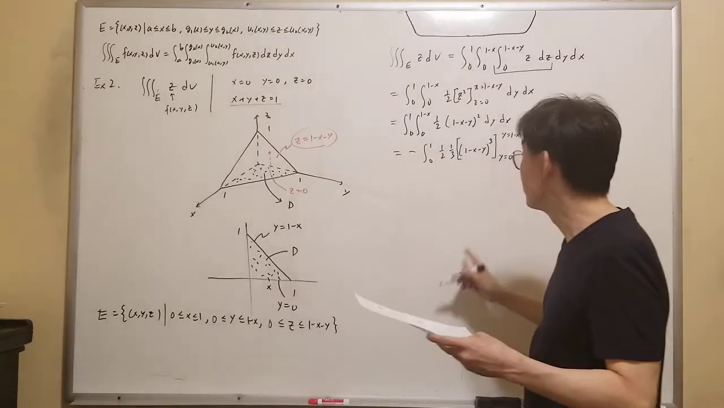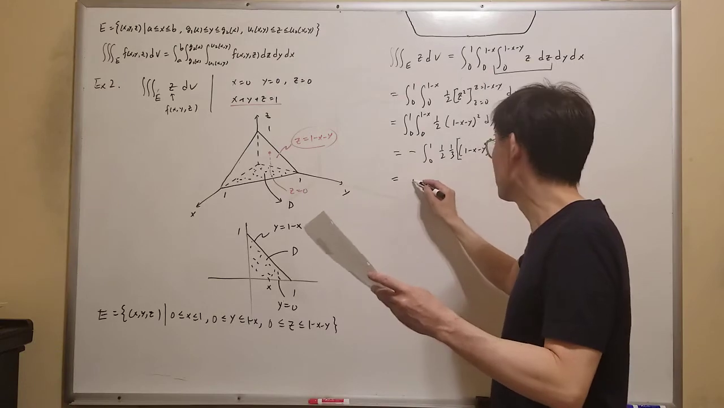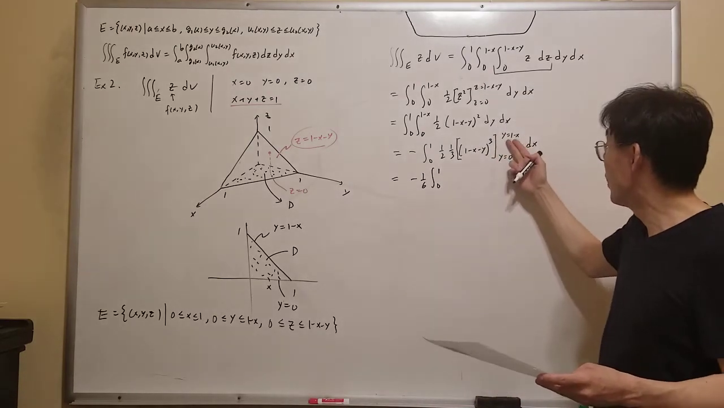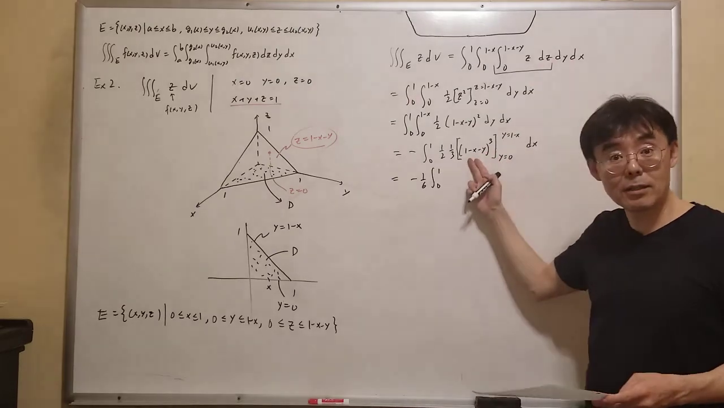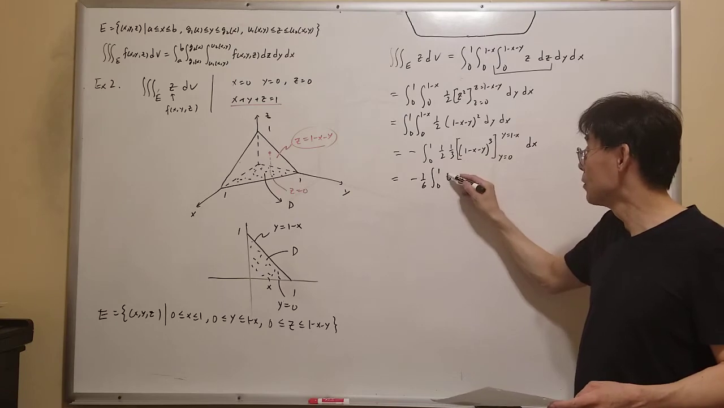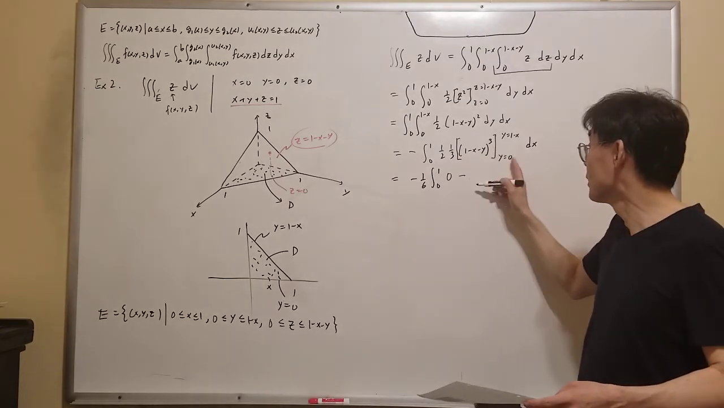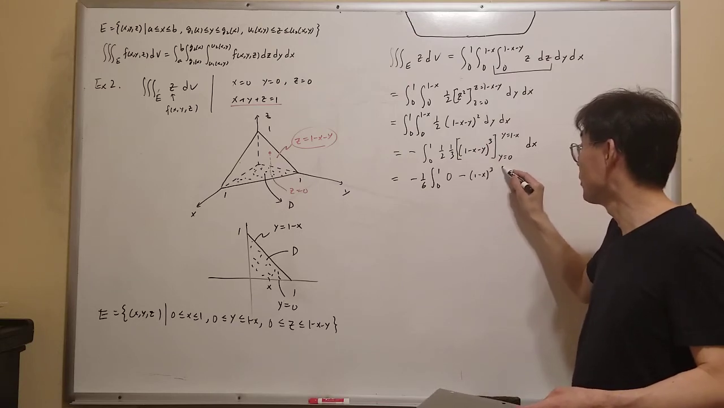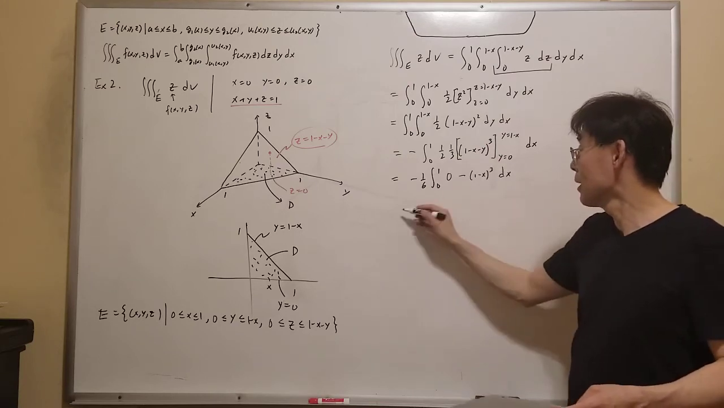So what do you get? Minus 1 over 6, plugging in y equals 1 minus x: parenthesis 1 minus x minus (1 minus x) will be 0, 0 to the third. Minus y equals 0: 1 minus x to the third power. Minus minus cancel.